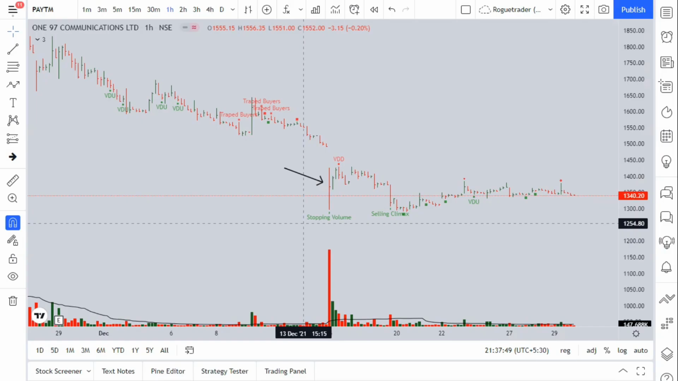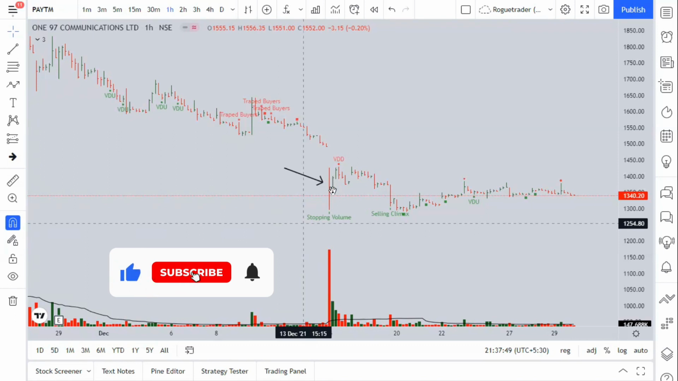Now, this is your Paytm chart of 1 hour time frame. As you can see, I have marked a stopping volume right here using the VSA indicator, which I already explained in the previous videos. So what are the features of stopping volume? First thing, it has to be a widespread bar. Second thing, the volume has to be an ultra high volume. The third thing, the closing of the stopping volume should be on the middle and the higher side of the bar.